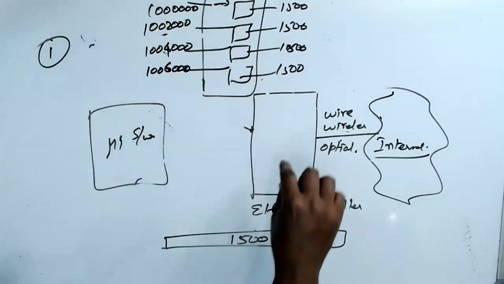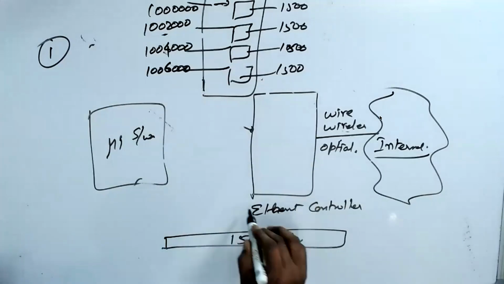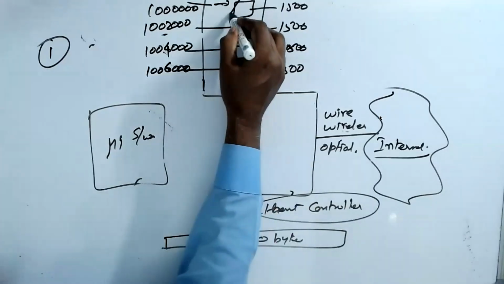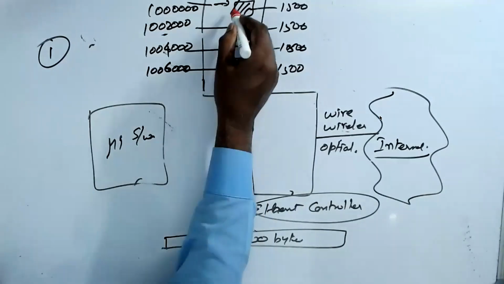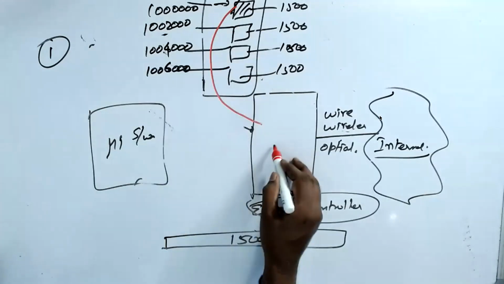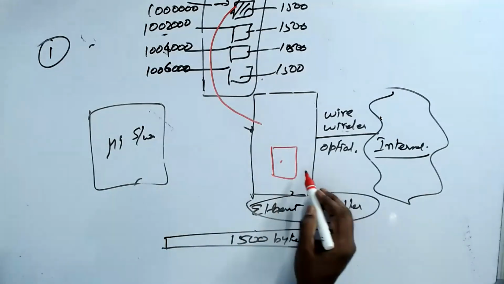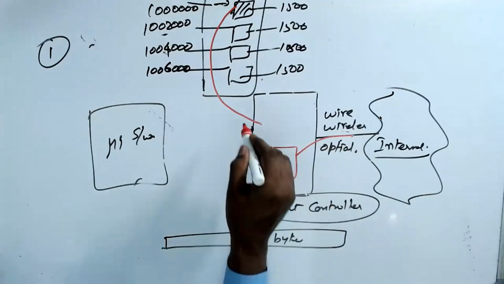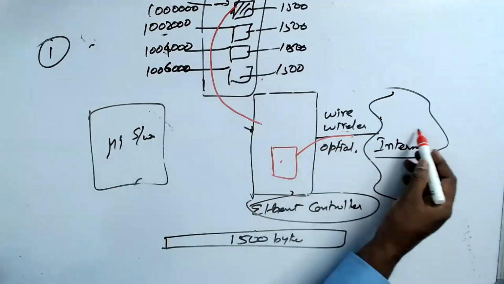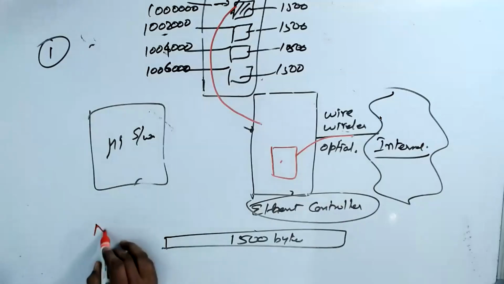Now what happened? Our man, your Ethernet controller, will take this data from here, from his local RAM, and send it out. That is his job, to convert your data to serial and send it. You would have heard about NIC, network interface card.